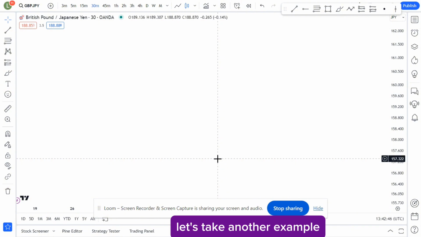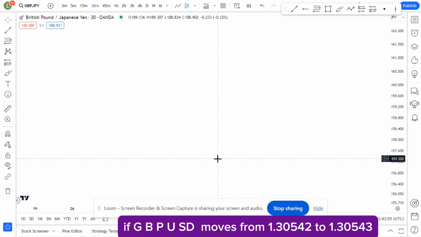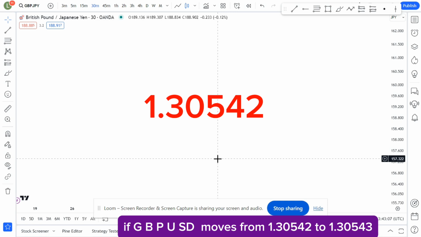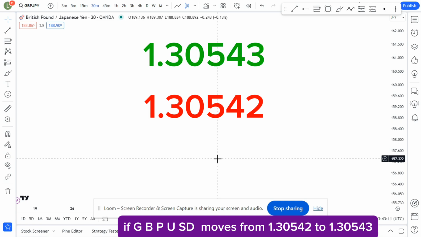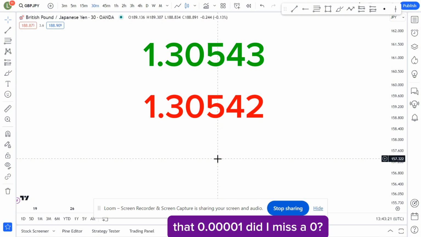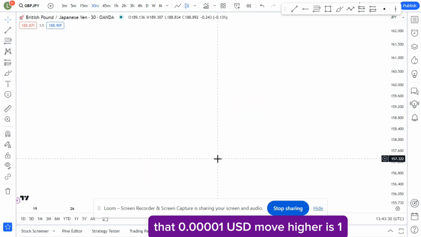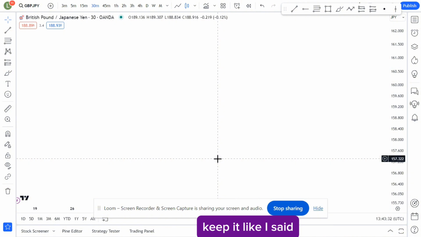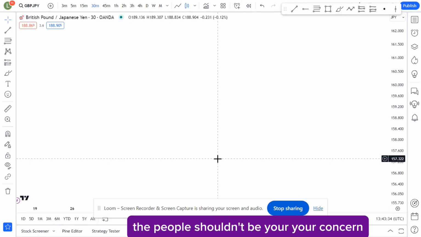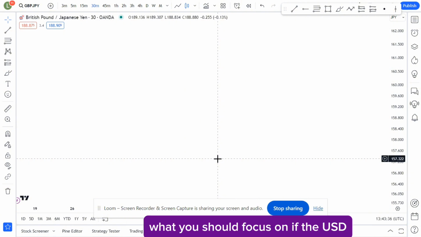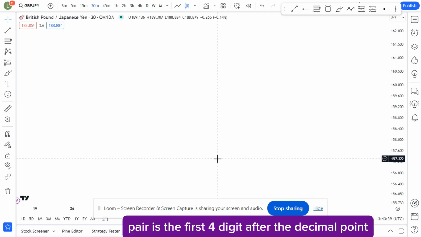Again, let's take another example. If GBP USD moves from 1.30542 to 1.30543, that's 0.00001. Did I miss a zero? That 0.00001 USD move higher is 1 pipette. Like I said, the pipette shouldn't be your concern. What you should focus on, if it is a USD pair, is the first 4 digits after the decimal point.